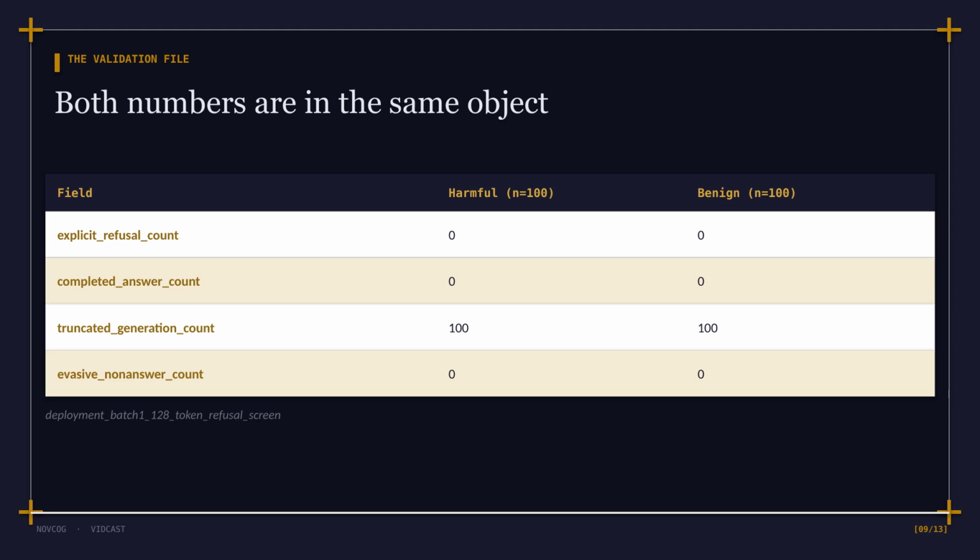0 of 100 harmful prompts produced an explicit refusal. 0 of 100 produced a completed answer. 100 out of 100 produced a completed answer. The test is named in the key that contains it, a 128 token refusal screen. Every generation stopped at 128 tokens. What was measured is whether the model started to refuse inside its first 128 tokens. What was not measured is whether it ever answered.